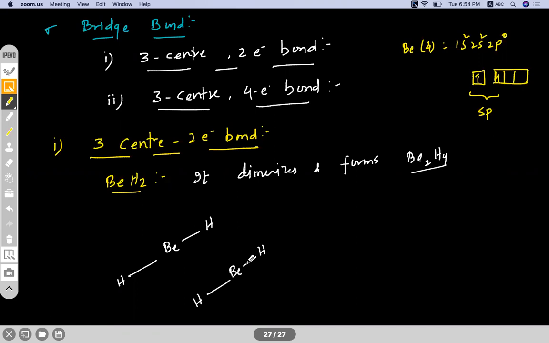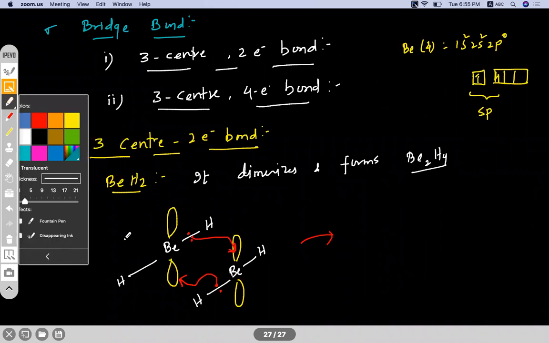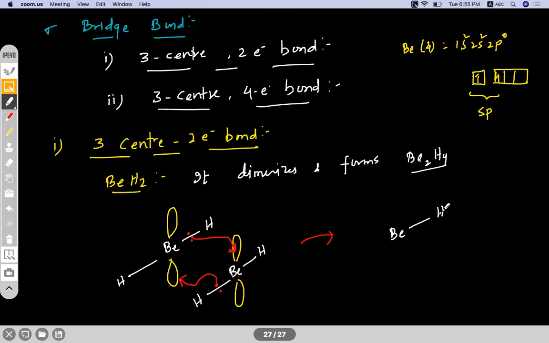So the point I am trying to make is, along with this bond, beryllium has a vacant p orbital present here. Right, vacant p orbital present. So here what happens, the electron pair which is present in this bond, and the electron pair which is present in this bond, this electron pair is attracted towards this beryllium, goes into this vacant orbital, and this is attracted towards this beryllium. And that is how the dimerization takes place. So this converts into this molecule. Beryllium at the two corners, one beryllium, one hydrogen this side, one hydrogen this side. And here also we have H and Be. This is the dimerized form of BeH2.